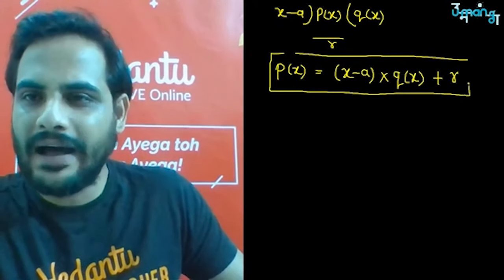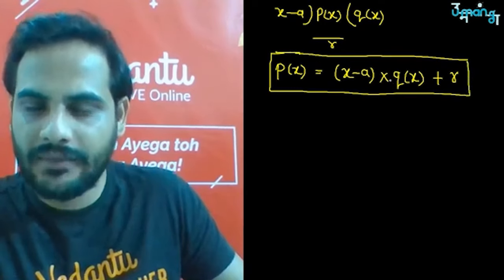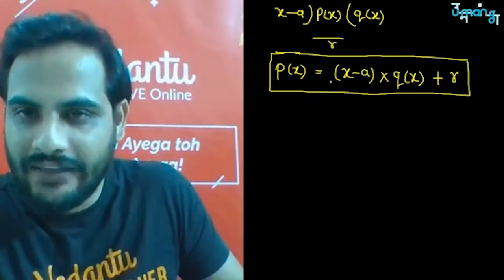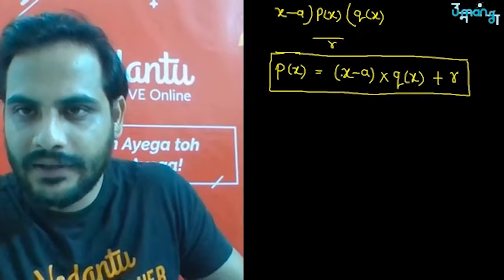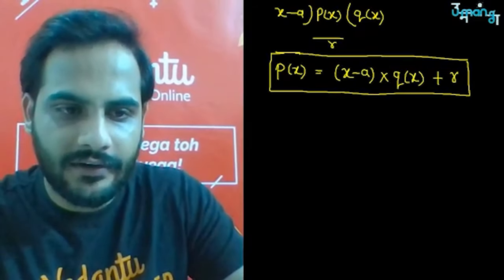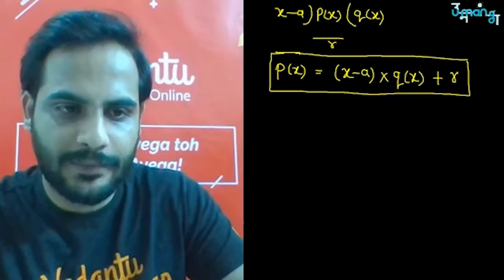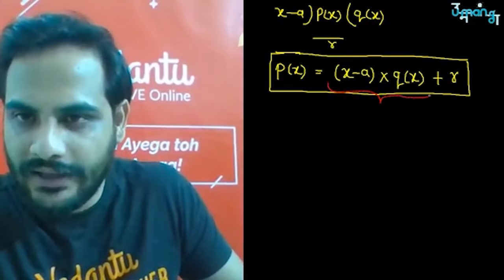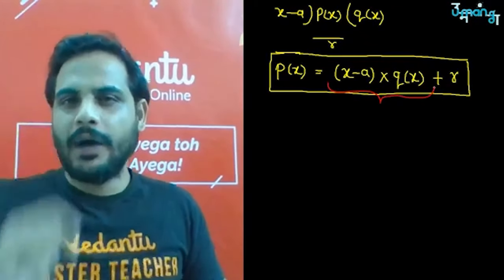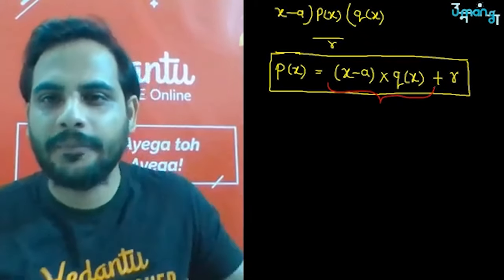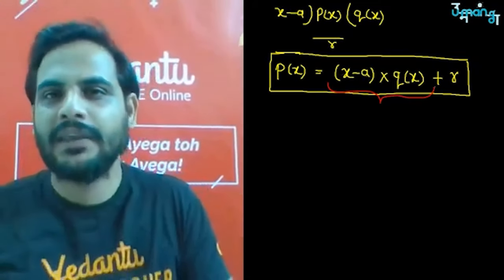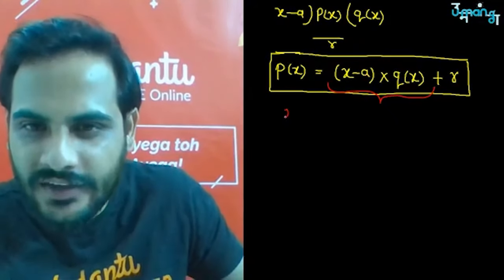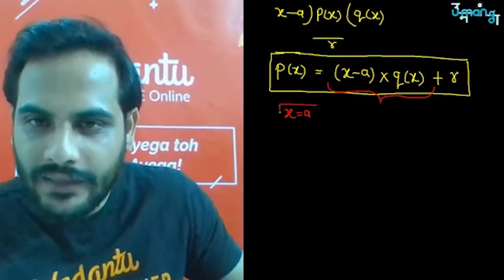Correct. Now I want to find out R. So I will try to get rid of this part, x minus a into q(x). I have to make this somehow 0. How can I make it 0? Look at x minus a. If I put x is equal to a, let us see what will happen.